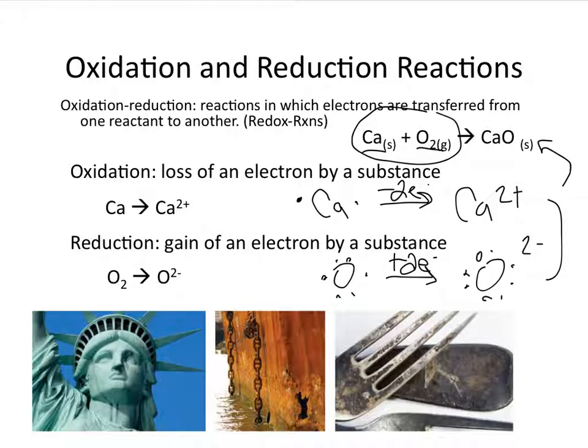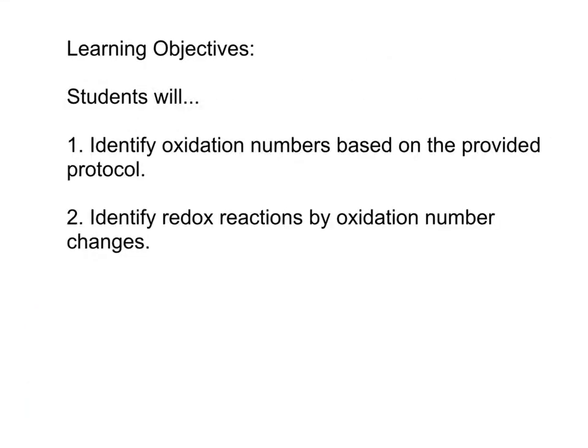Now, please remember that oxidation reduction reactions can occur in different scenarios and different situations. It doesn't just have to be this metal-oxygen construct that we have here. However, it allows us to very easily see how this process actually works. The following lecture will allow you to identify oxidation numbers based on the provided protocol that follows, and you will be able to identify redox reactions by oxidation number changes.